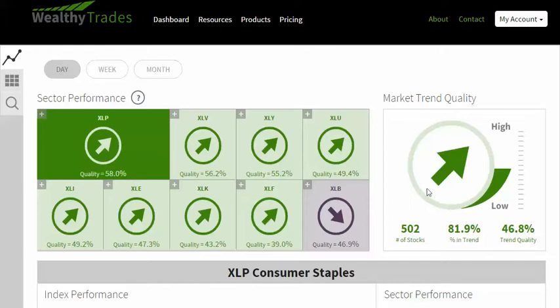Let's get started. Because the market's up, we do always want to focus on the best sector in the direction of the trend, but with the trend quality on a daily basis. All right, so this is more short-term trading. Because the trend quality is below 50%, it's 46.8%. And let me go into what that trend quality means, all right?